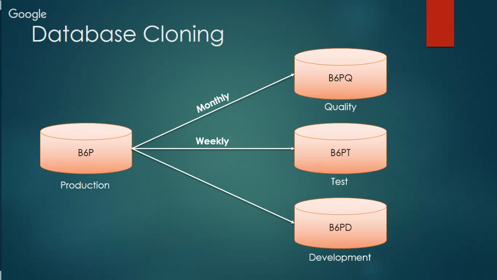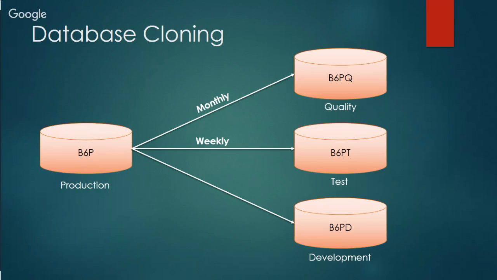Okay, maybe every Friday. Can you do it? Can you do it or not? Okay, so the DBA will, every week, maybe on Saturday, on the weekend, clone the production database and give it to the test team. So now weekly they have the latest data from the production server.